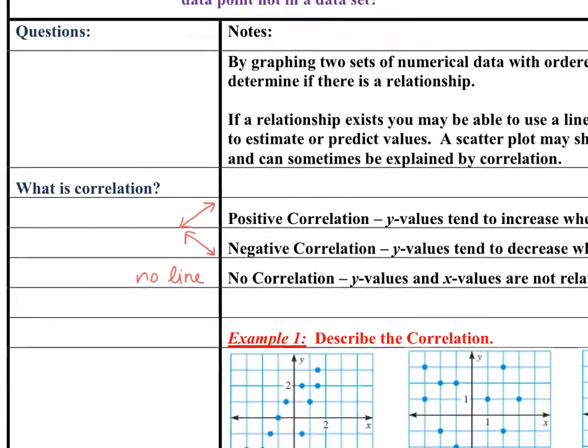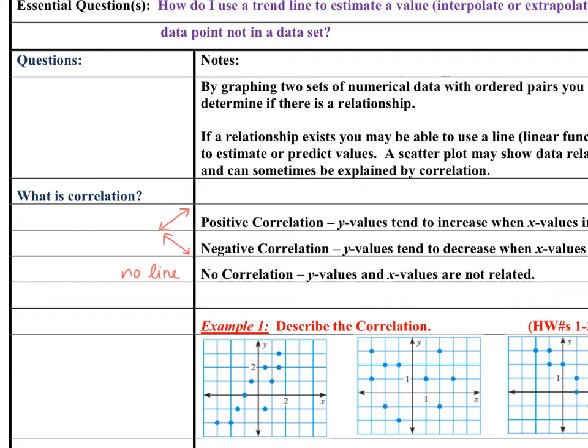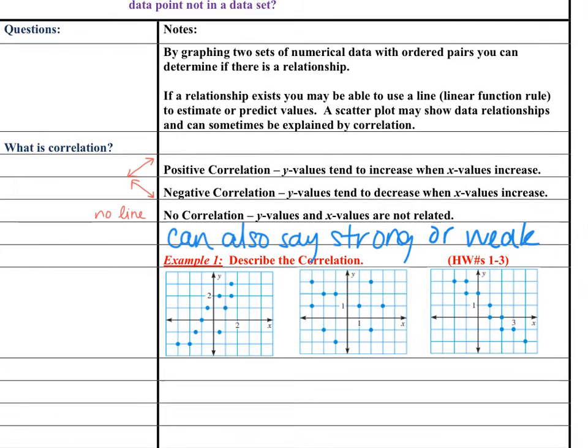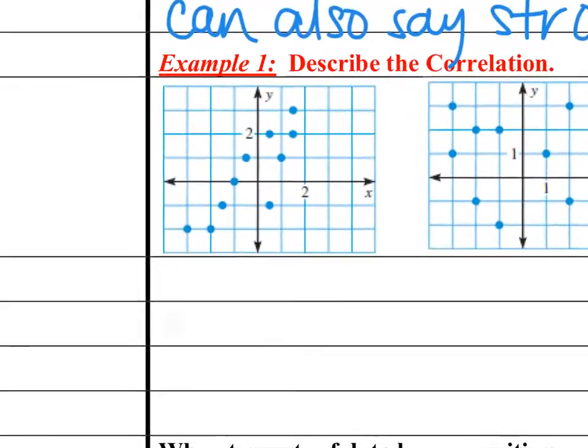Something else I need you to add is that we can also say strong or weak. When we think about strong or weak, it's strong if the dots are really close to the line that you can draw through the scatter plot. It's weak if the dots are really far away. So let's look at these.